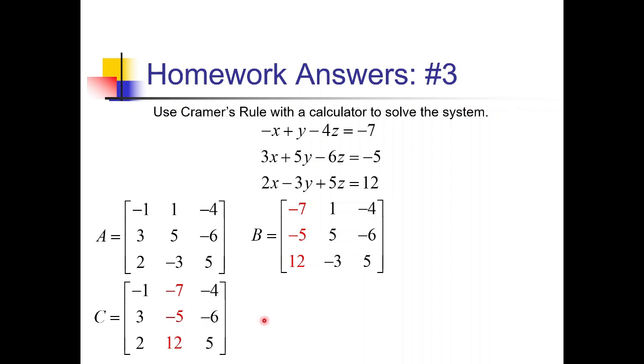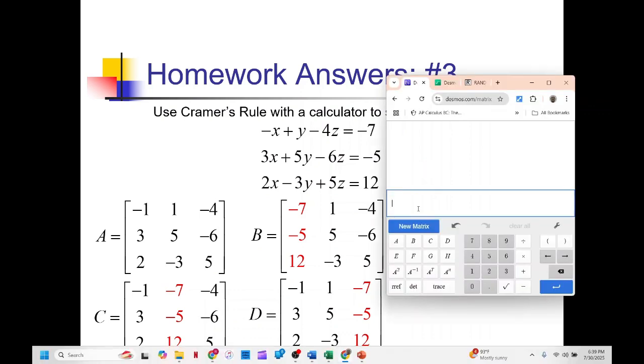And then a D matrix where I'm going to swap out this Z column for, you guessed it, -7, -5, and 12. Everything else from the coefficients matrix staying the same there. So now, in order to figure out my various x, y's, and z's, I'm going to have to enter all these in my Desmos matrix calculator. So let me go ahead and do that now.